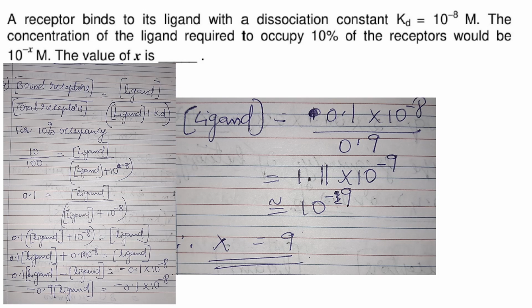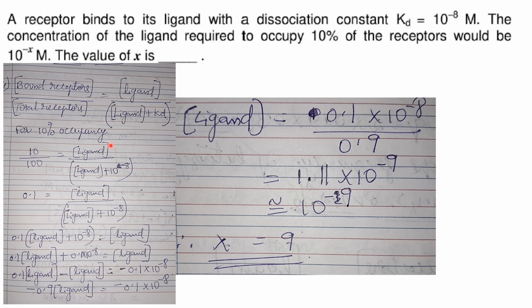Then next one. A receptor binds to its ligand with the dissociation constant of 10 raised to minus 8. The concentration of the ligand required to occupy 10% of the receptors would be 10 raised to minus x molar. The value of x is. So there is a formula: bound receptor by total receptor is equal to concentration of ligand by concentration of ligand plus Kd, where Kd is the dissociation constant.